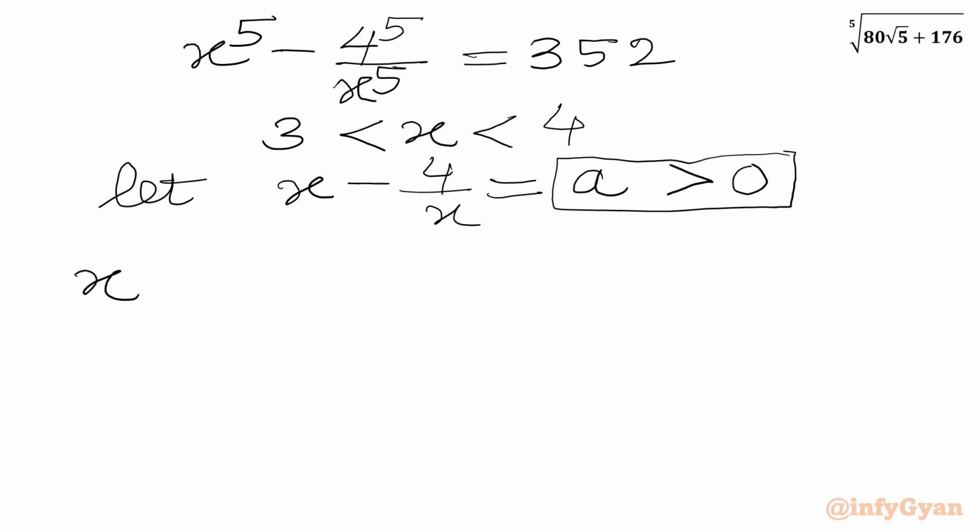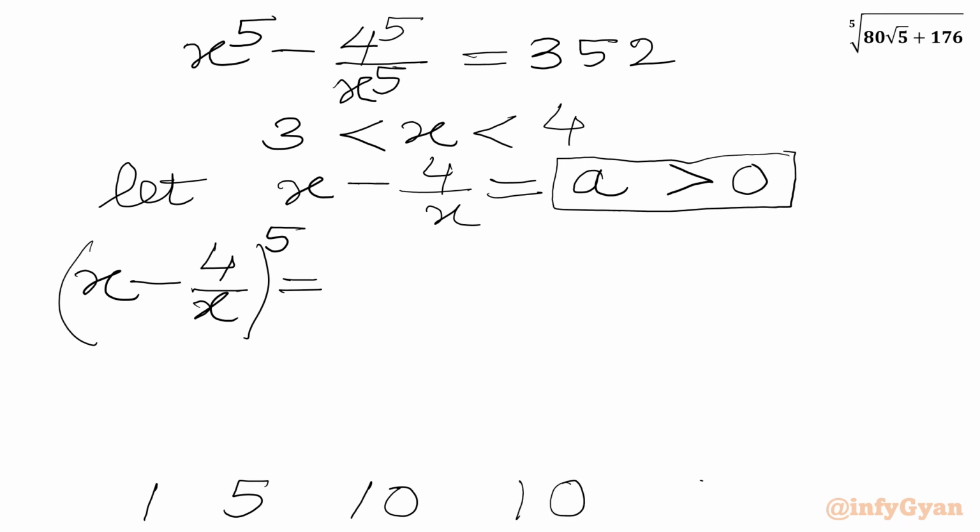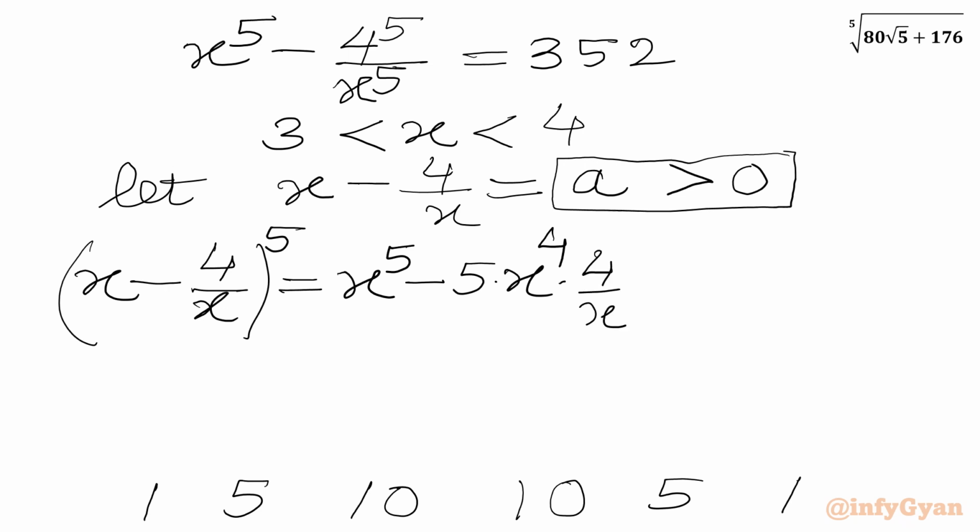Now we will apply the binomial expansion. x minus 4 over x whole power 5. So we can write the expansion here. Expansion coefficients will be 1, 5, 10, 10, 5, 1. Let's write here. I will write here x power 5 minus 5 is the next coefficient. I will write 5 times, with decrement in the power of x. So x power 4 will be here times 4 over x. Then we have coefficient 10. We will write plus 10 here.